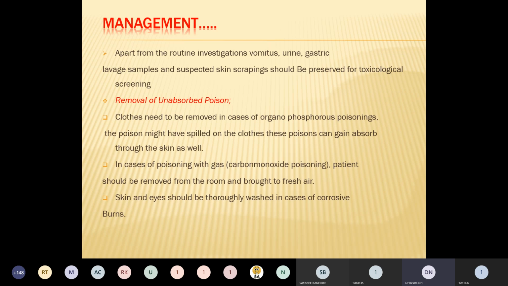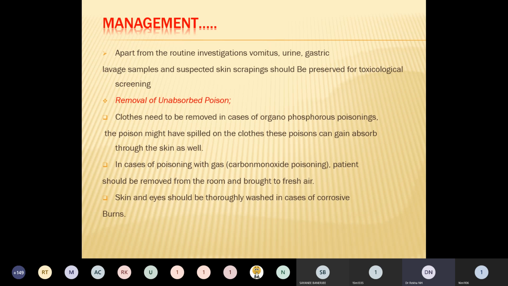If it is an unknown poisoning, and the patient is in deep coma or CNS depression, it is mandatory that we send gastric lavage samples for analysis of barbiturate levels and benzodiazepine levels. This is routinely done when we suspect CNS depressant intake or overdose. The next step, once we have sent the routine investigations, is simultaneous removal of unabsorbed poison. We have to change the dressings, and clothes need to be removed in cases of OP compound poisoning, because the poison would have spilled on the clothes and gotten absorbed through the skin.